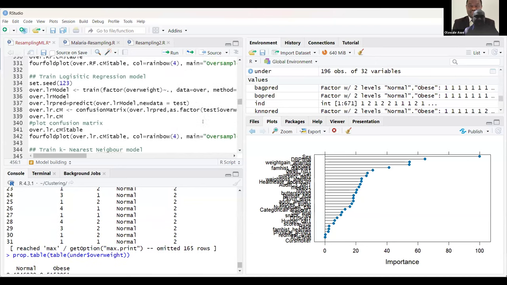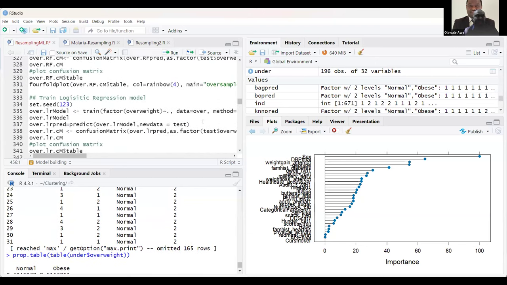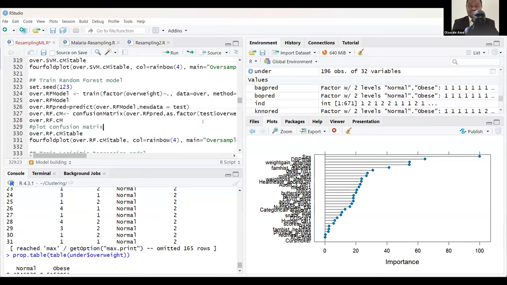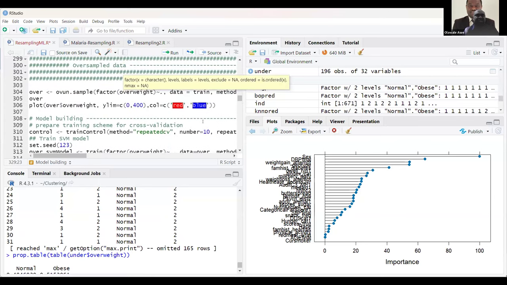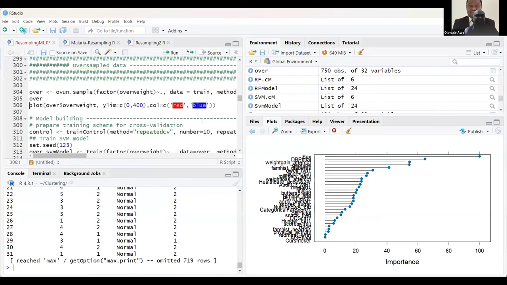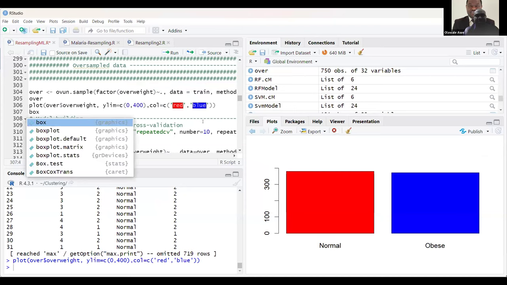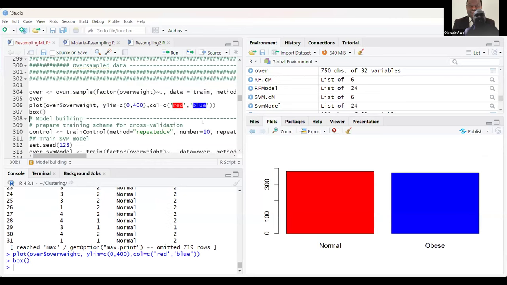Now, we have about 10 more minutes to go. Let's see this one here, line 304. Okay, that's what happened. Then you can see the plots. You can see they are now almost equal. You see that we have been able to make up for the minority class. Can you see?